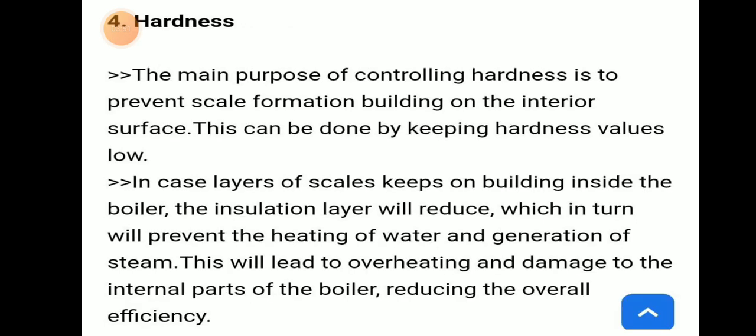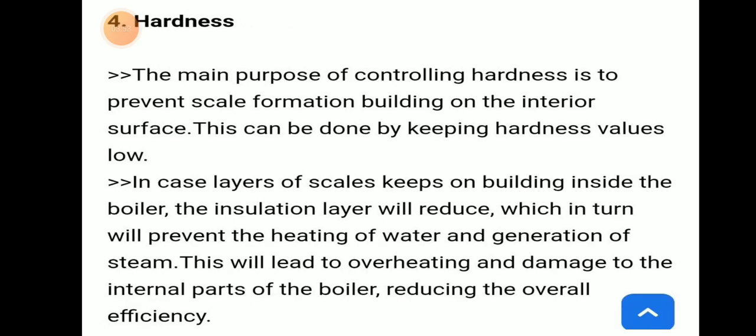So it is very important to remove dissolved oxygen. This can be done by adding additives such as hydrazine to the water. With hydrazine we can remove this dissolved oxygen, because dissolved oxygen is more corrosive than any other free gas in boiler water.